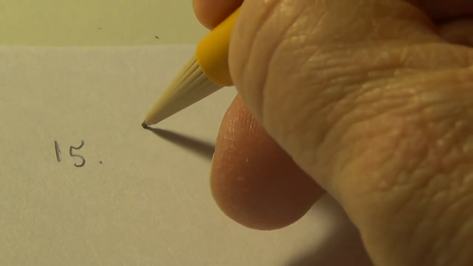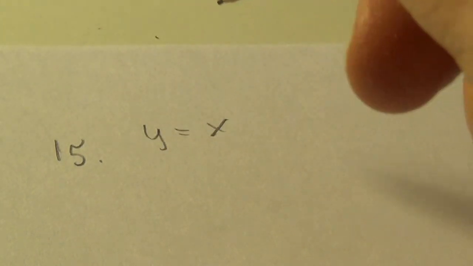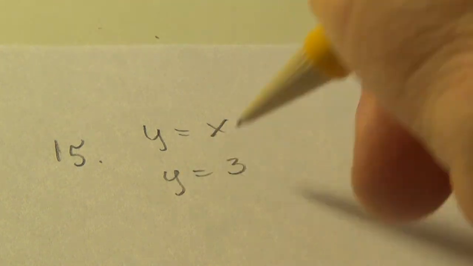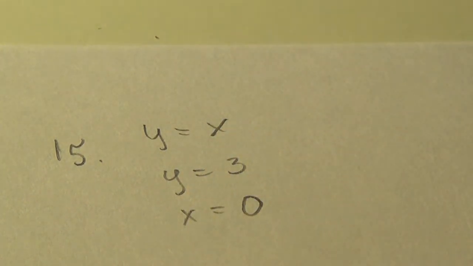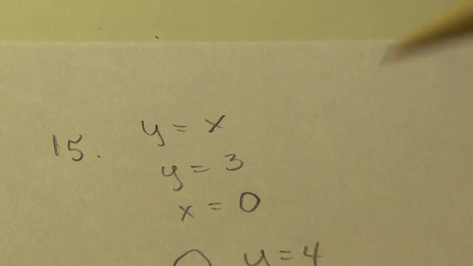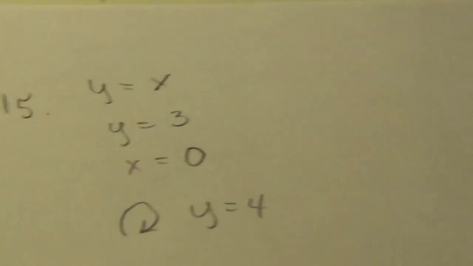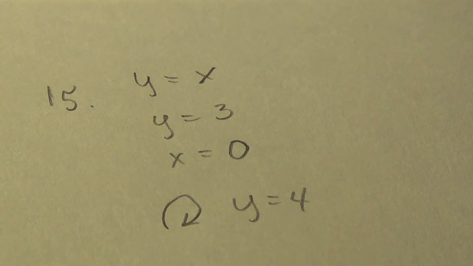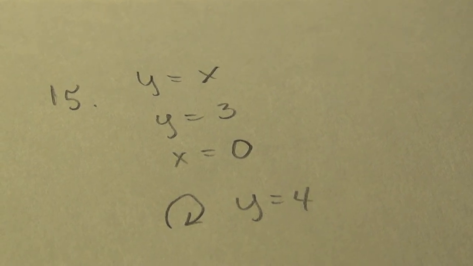Number 15, we're going to take the area bounded by y equals x, y equals 3, x equals 0, and revolve it around the line y equals 4. So that's number 15. So find that volume.